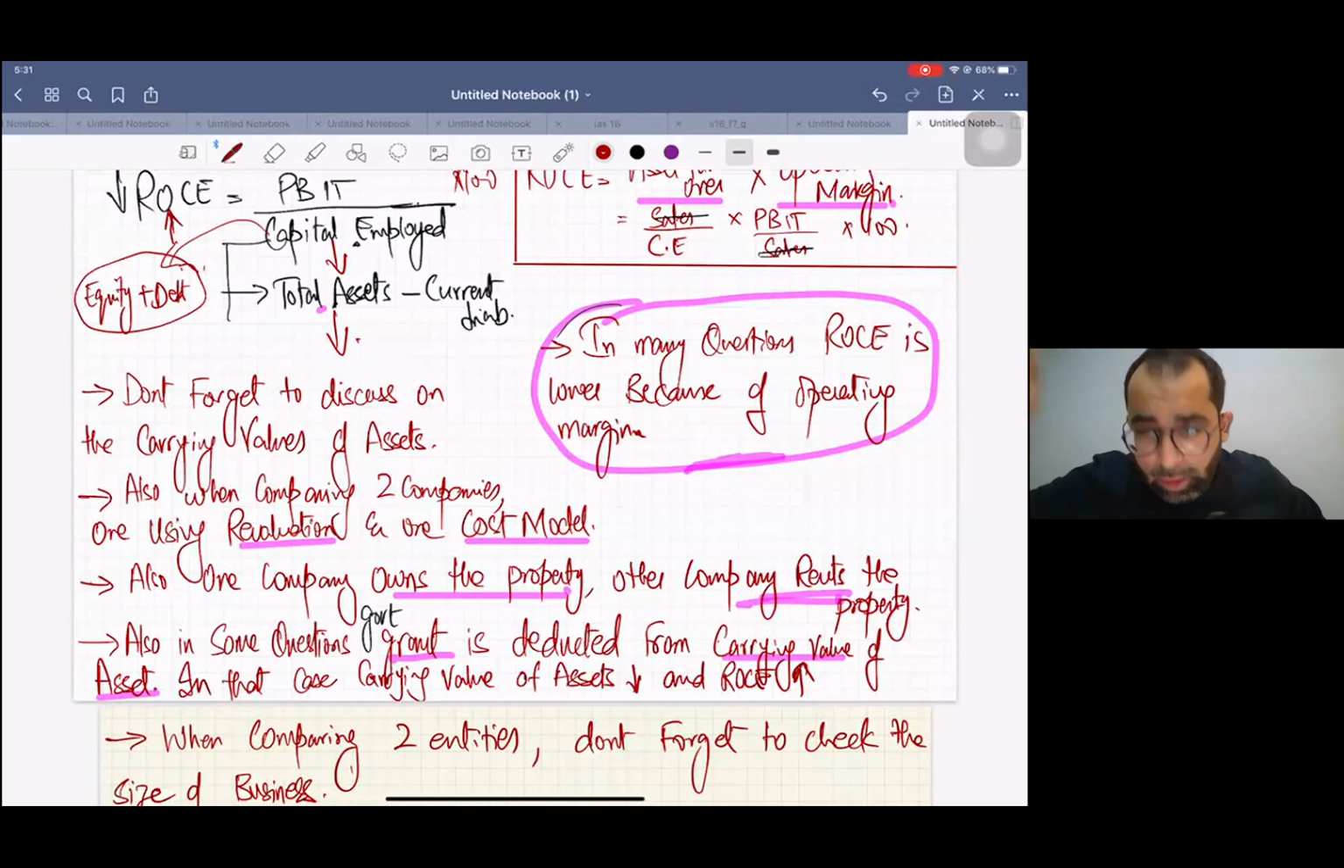Hope you remember the formula of goodwill. The formula of goodwill is cost of investment less fair value of net assets of S company. So this is a mandatory thing: to bring all assets and liabilities of S company to fair value at the time of acquisition. At this time you don't have any choice.